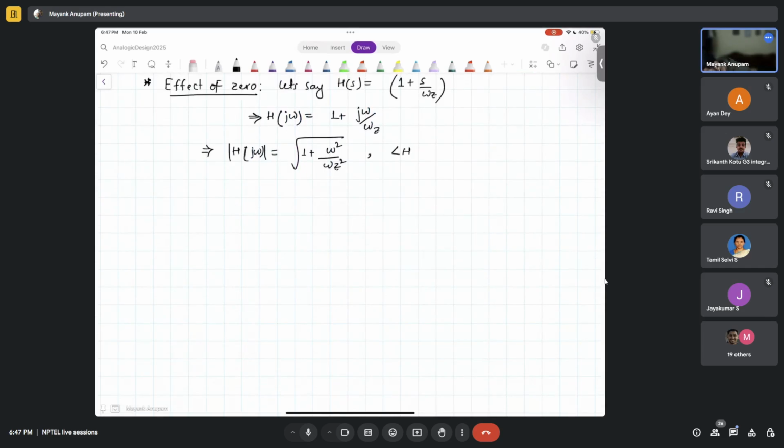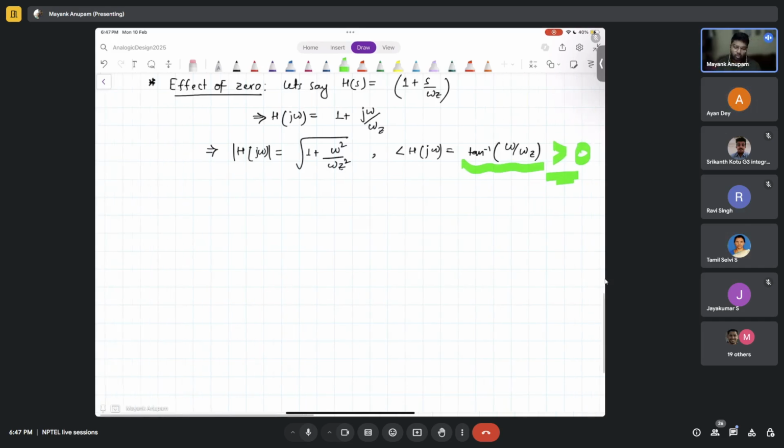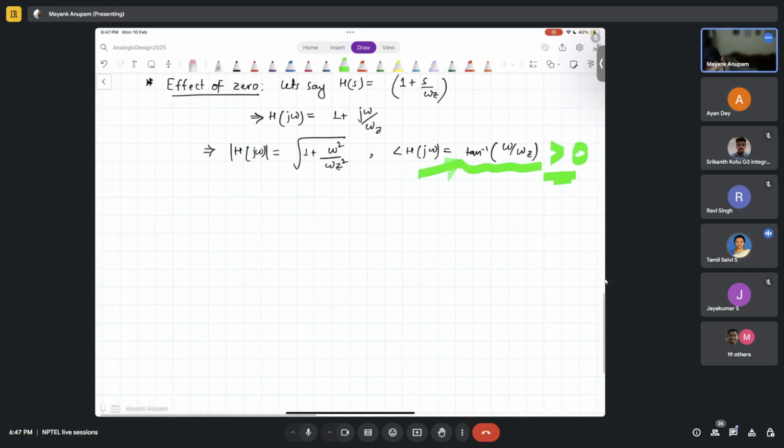And what will the angle look like? The phase of H of j omega is tan inverse of omega by omega z. Is this expression positive or negative? Positive. So overall it will become greater than 0, which means that the system will become advanced, isn't it?